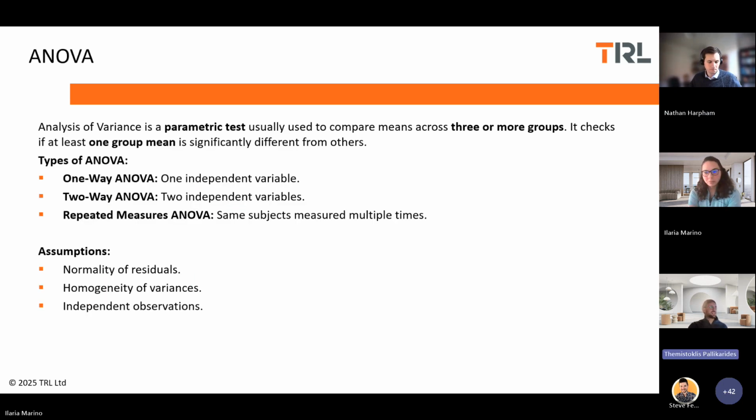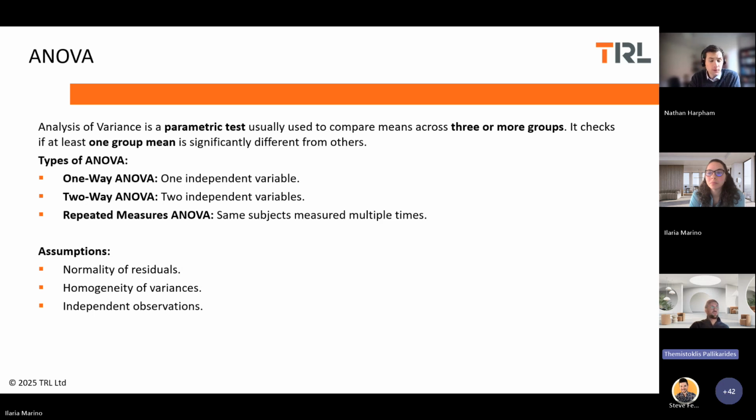So another statistical test that we can use to analyze data is ANOVA, otherwise known as analysis of variance, which is a parametric test, and it's usually used to compare the means across 3 or more groups. It checks if at least one of the group means is significantly different from the others. There are 3 types of ANOVA tests.